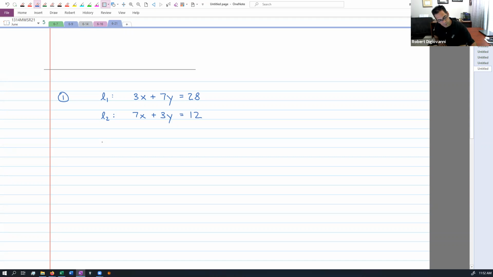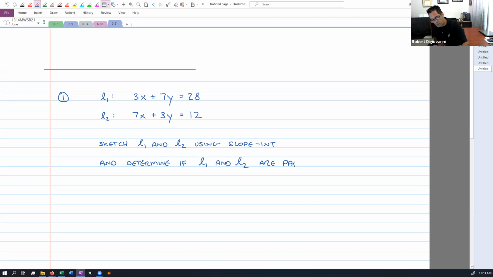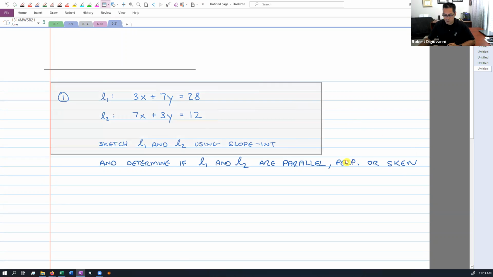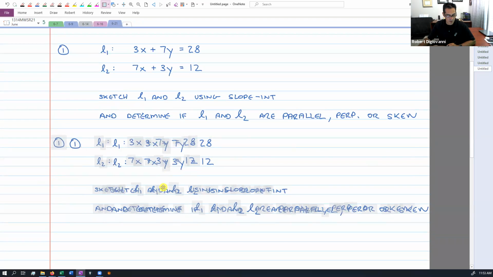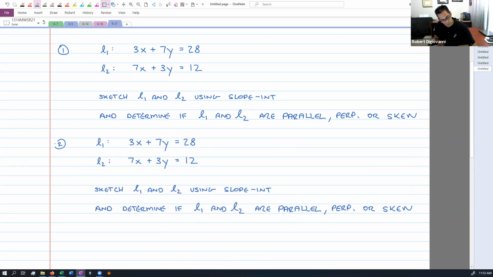And here's what I want you to do. Sketch L1 and L2 using slope intercept. That's what we learned today. And determine if L1 and L2 are parallel, perpendicular, or skew. That's the first problem. The second problem is basically the exact same directions, but I'm going to change some things here.